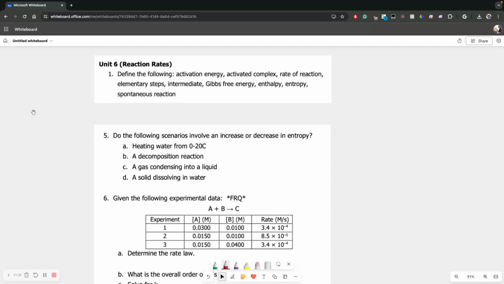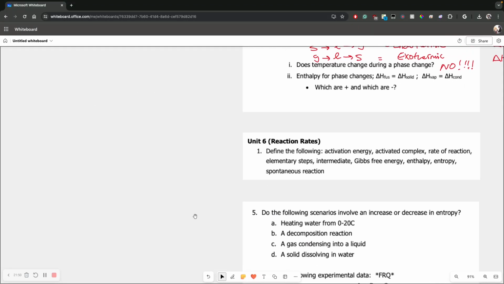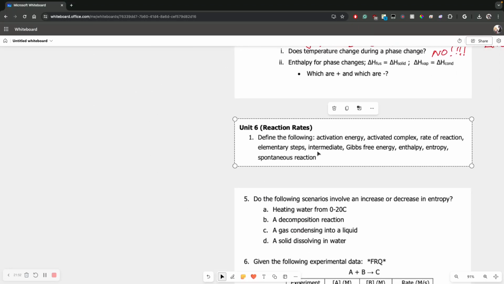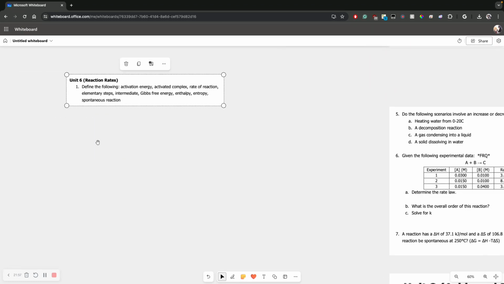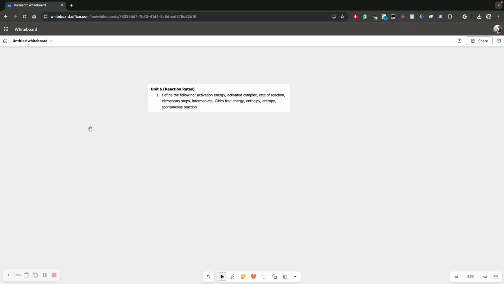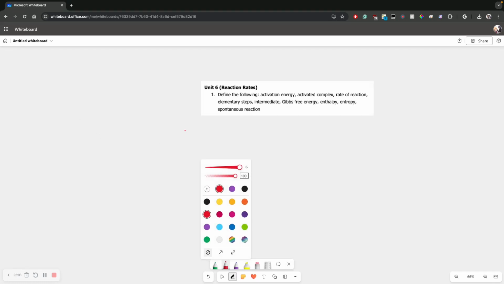There's a crap ton of terms I gotta define here, so hold on if you will, and let me get through these real quick. So it says define the following: activation energy, activated complex, and so on. Okay, so let's get started here. There's a rate law question down here, so I have to be aware of space as well. Why don't we move this out here, and we'll just define it here. How's that?